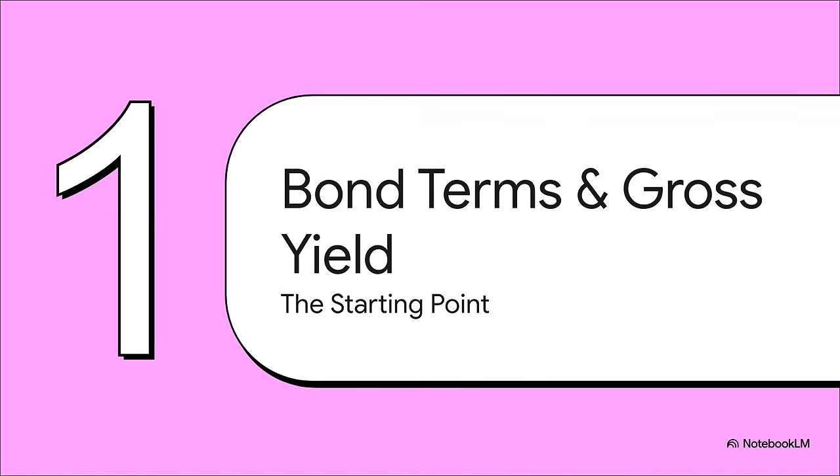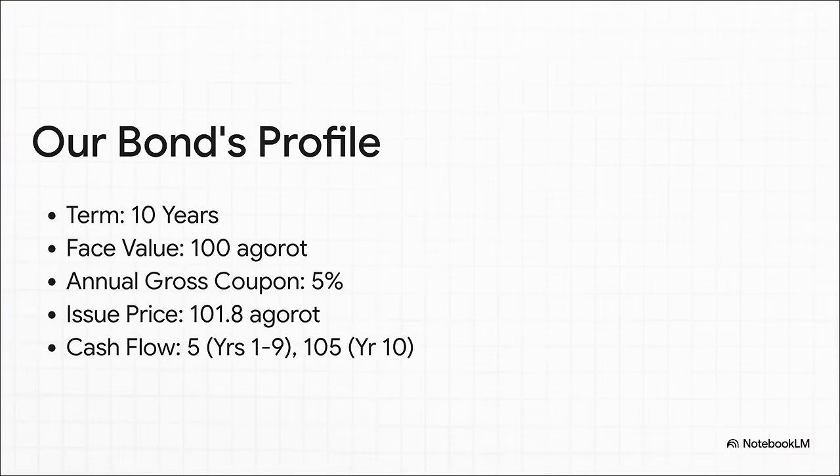We're going to look at what an investor gets before we even start talking about taxes. Think of this as our clean baseline scenario. So here are the stats on our bond. It's a 10-year deal with a face value of 100. Now, the big number for an investor is that 5% gross coupon. That means you're getting a nice, predictable 5 agorot payment every single year.